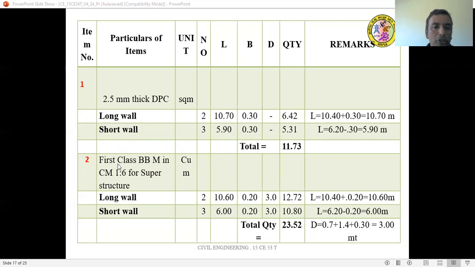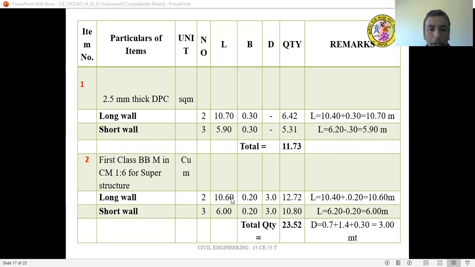Then item number 2 is first class burnt brick masonry in cement mortar 1:6 for superstructure. The unit is cubic meter. First you have to calculate the long wall quantity. Number of long wall is equal to 2. Then true length of long wall is calculated using this equation: 10.4 meter, the center to center length of long wall, plus 1 width of 0.2 meter, which is the 1 width of wall. You will get 10.6 meter, the true length of wall.